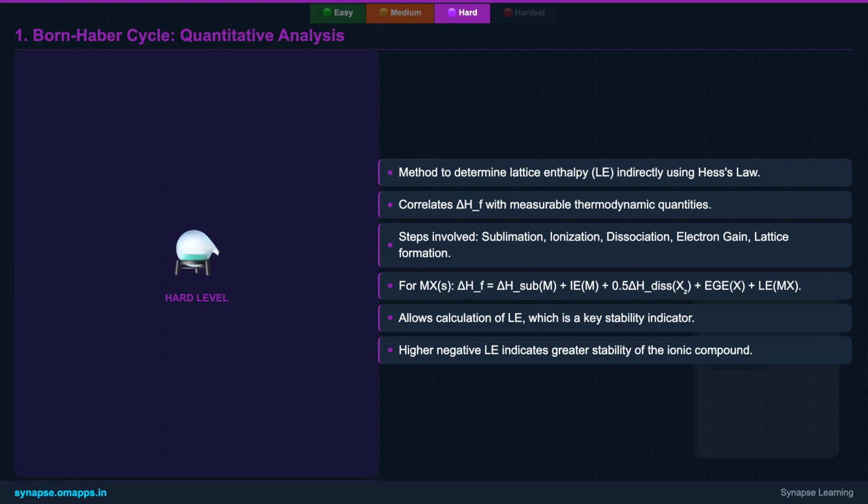Since lattice enthalpy cannot be measured directly, this cycle correlates the standard enthalpy of formation with other experimentally measurable thermodynamic quantities: sublimation enthalpy of the metal, ionization enthalpy of the metal, dissociation enthalpy of the nonmetal, and electron gain enthalpy of the nonmetal. By summing the enthalpy changes of these individual steps, we can calculate the lattice enthalpy, providing critical insight into the compound's stability. Remember, a more negative lattice enthalpy indicates a more stable ionic compound.